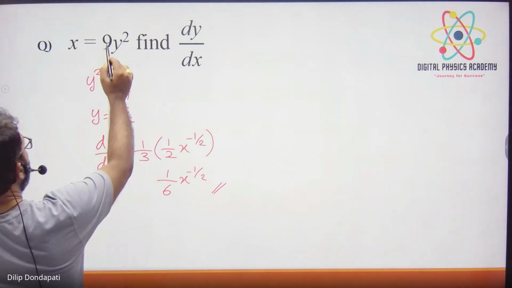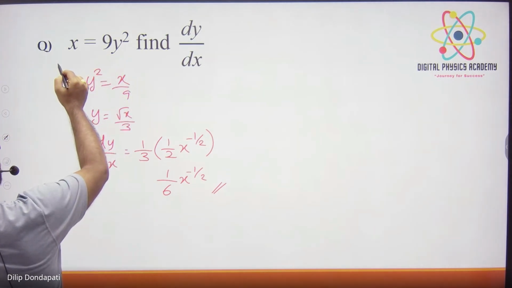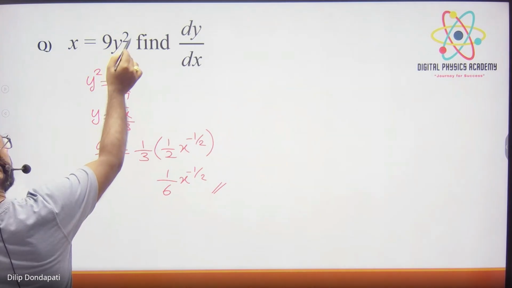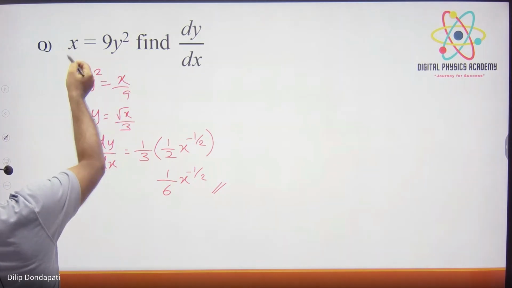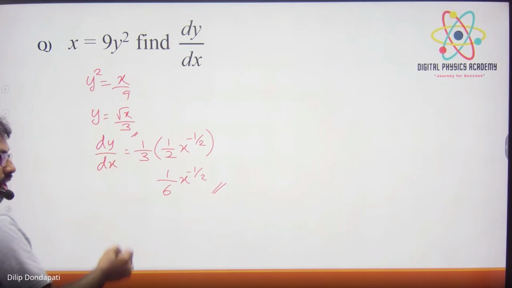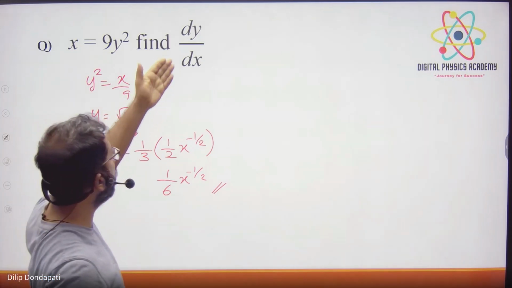So you brought the 9 to this side. So what will be the answer? x by 9. And y square is x by 9. Y is equal to how much? Root x by 3. Now you got the y function in terms of x, then only you have to differentiate.